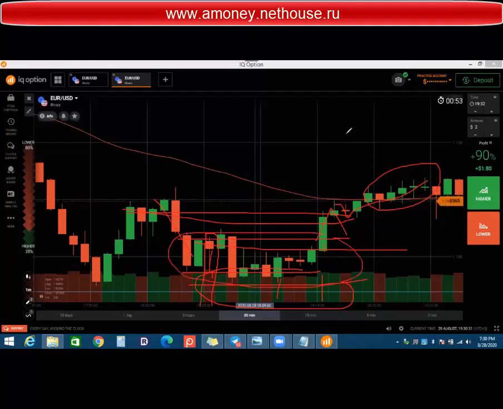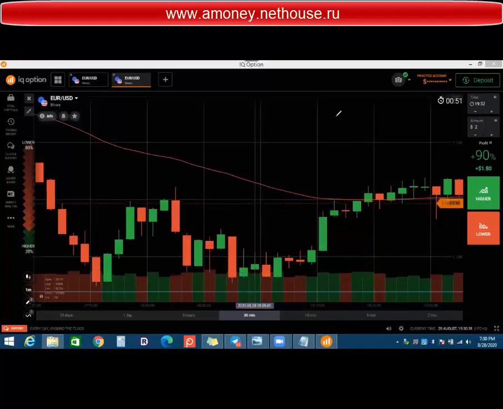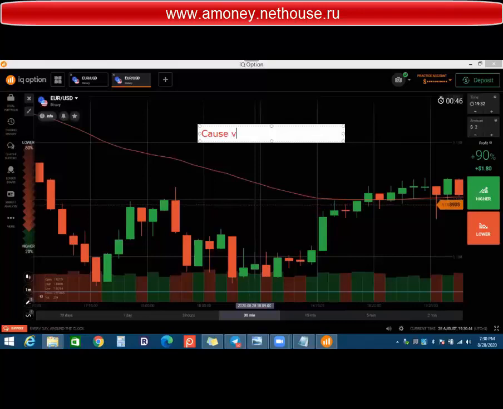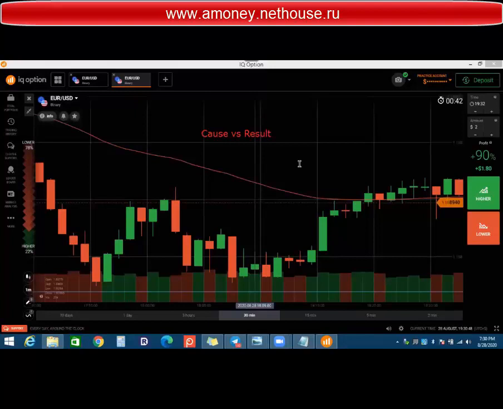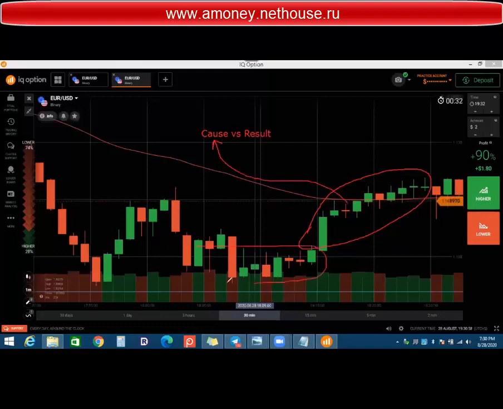So now we understand one rule of the VSA. The rule is what? I'm asking here, this result is because of this cause. The cause is buyers are stronger in this area. So that is the result of this cause. If the cause is true, then the market will move up. If the cause is not true, then the market will not move up.